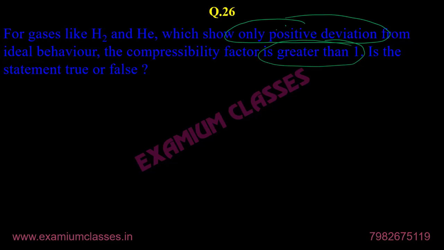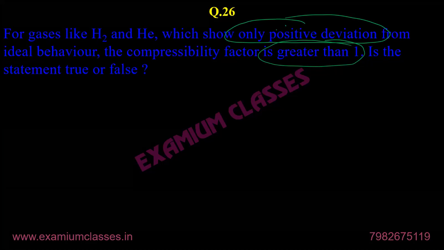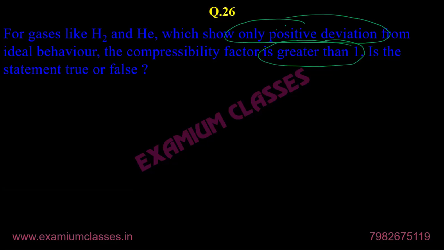So in case of H2 and helium, there is only positive deviation. That's why compressibility factor will always be greater than 1. Other way around, if it is only negative, the compressibility factor will be less than 1. So that's what you need to remember.